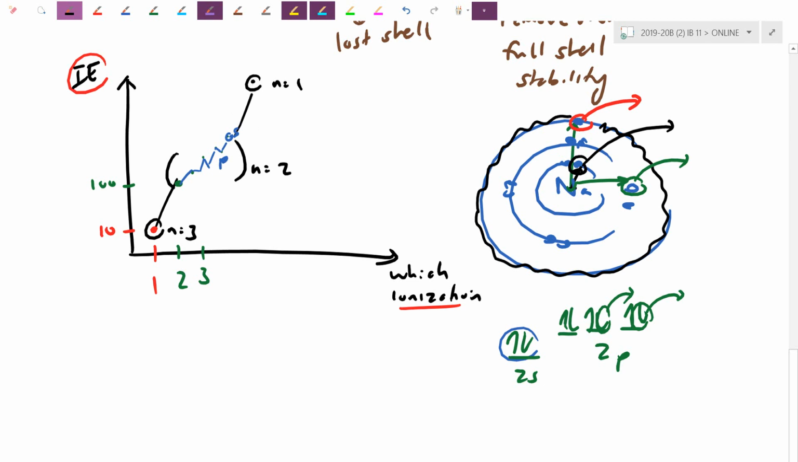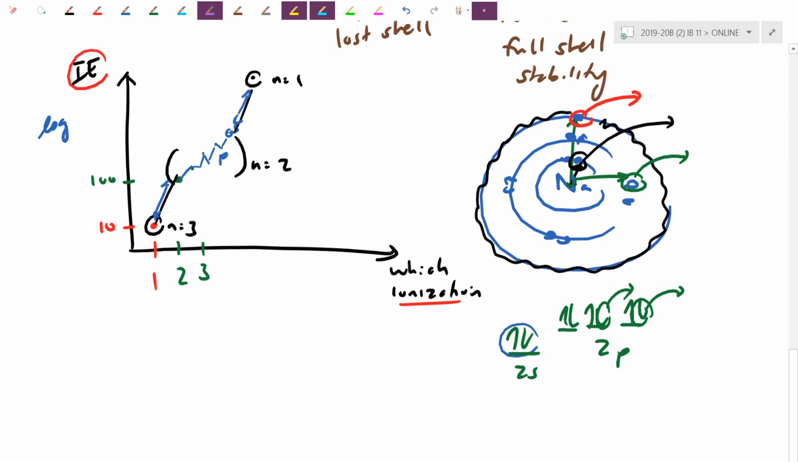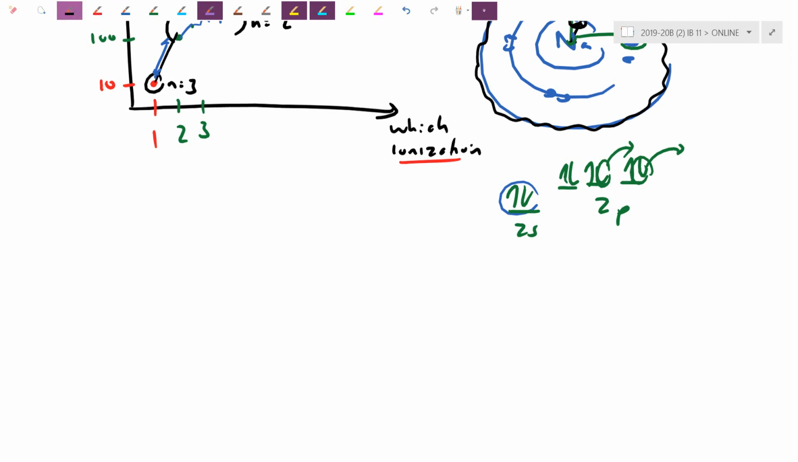If I actually plotted this, sometimes I plot this on a logarithmic scale, because sometimes these jumps are so dramatic that if you did a regular scale, it would be a graph that's really, really tall. So let me just put some numbers to this, an example of how they can ask this. Let's imagine here successive ionizations.